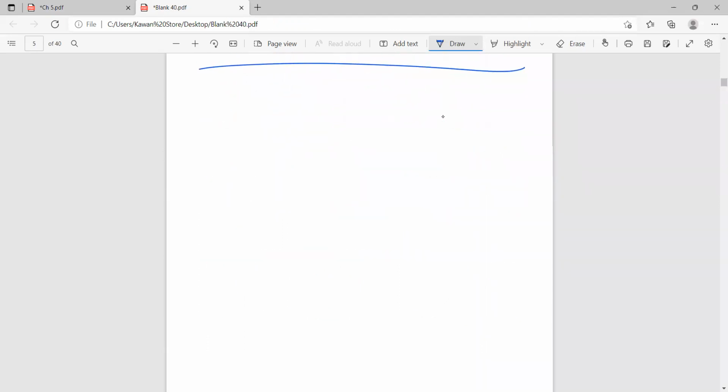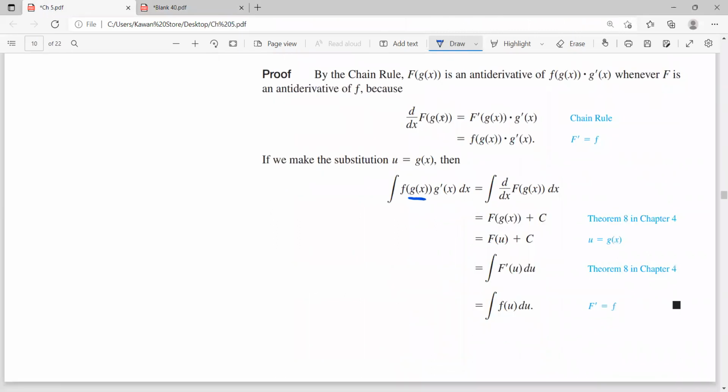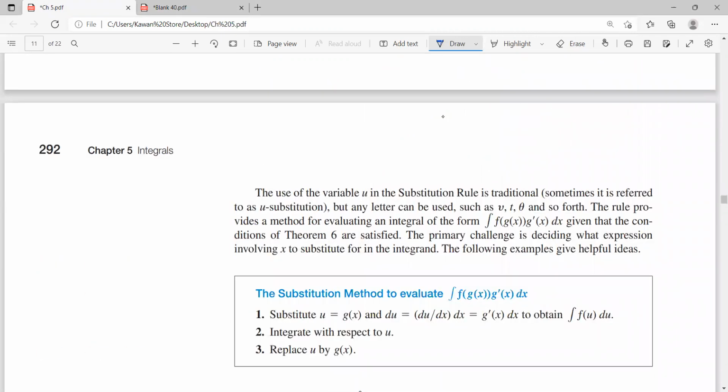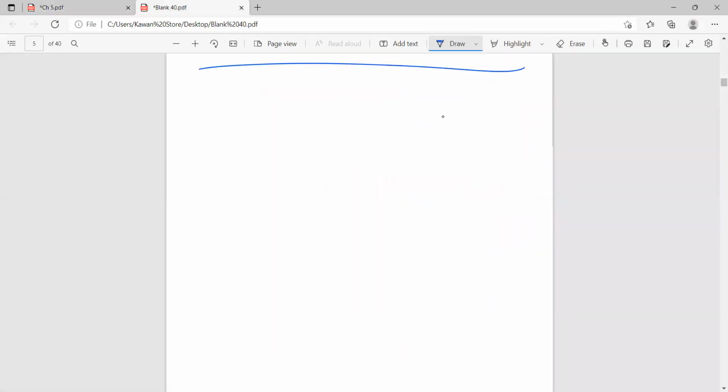Now I'm going to solve another example for you. If you have a function inside and the derivative outside it, do not forget to add. Then it's simple. What do I mean by that? Here we are. So I'm going to solve the integral of secant square of (5x plus 1) dx. How do we solve that one?